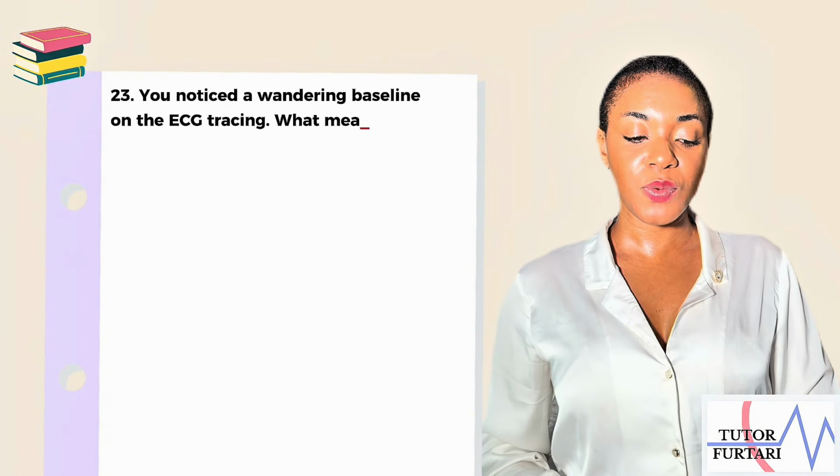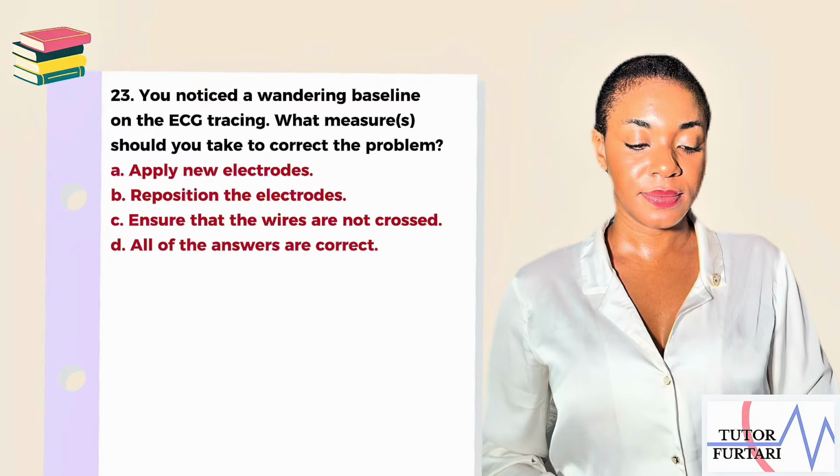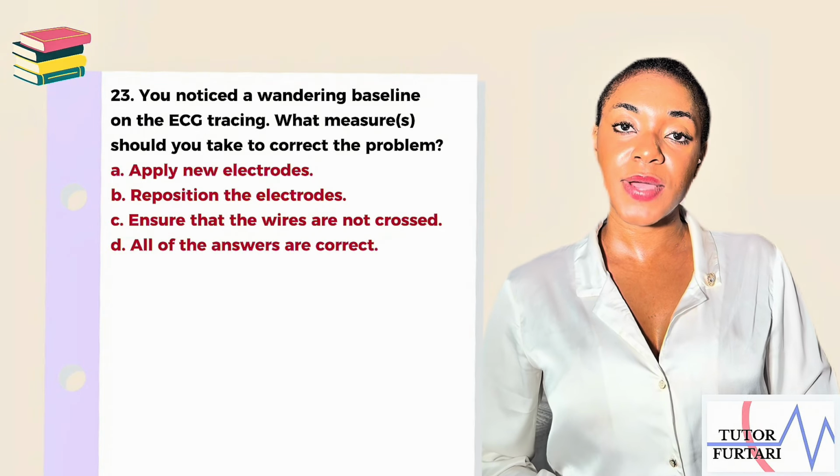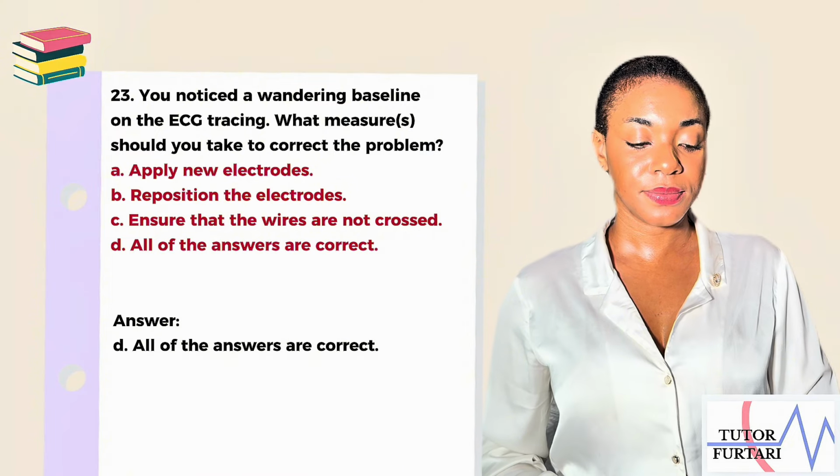23. Correcting wandering baseline, which would be the answer? The answer to this question is D. All of the answers are correct.